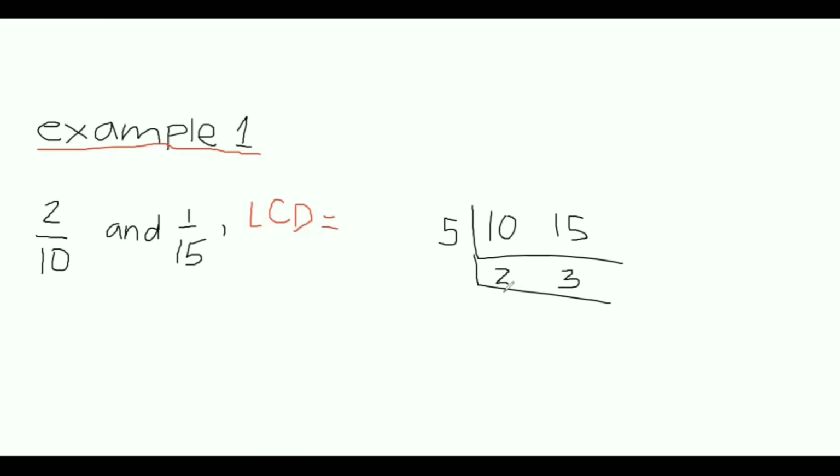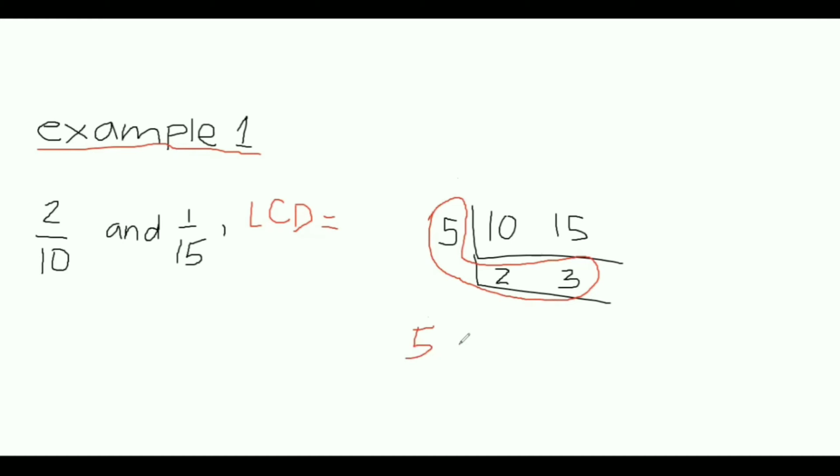And then, yung natira, yung 2 and 3, meron pa ba tayong pwedeng i-divide sa kanila maliban sa 1? Wala na, kasi yung 2 at yung 3 ay prime na. They are prime numbers. So, kapag prime number na yung nandito sa baba, stop na tayo. Ang gagawin natin, etong naging sagot natin, tapos yung nasa baba pareho, bilugan nyo yan, mas maganda kung ibang kulay. And then, imumultiply lang natin lahat yan.